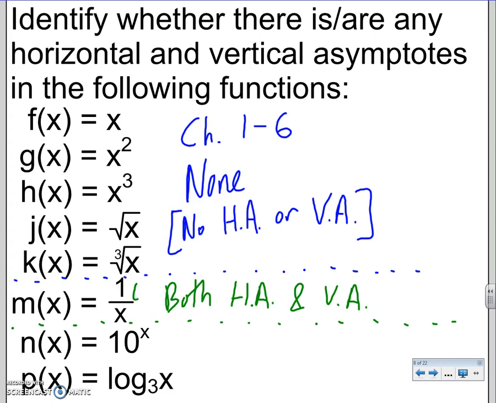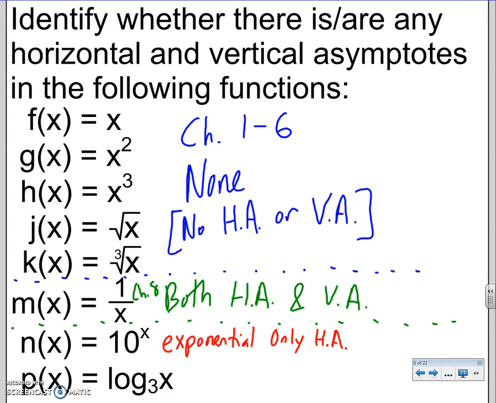So this is Chapter 8. Chapter 7 had two types: logarithmic and exponential. Exponential has an HA, so I'll write this. This is exponential, because x is an exponent. It has only an HA, because it couldn't cross the x-axis.